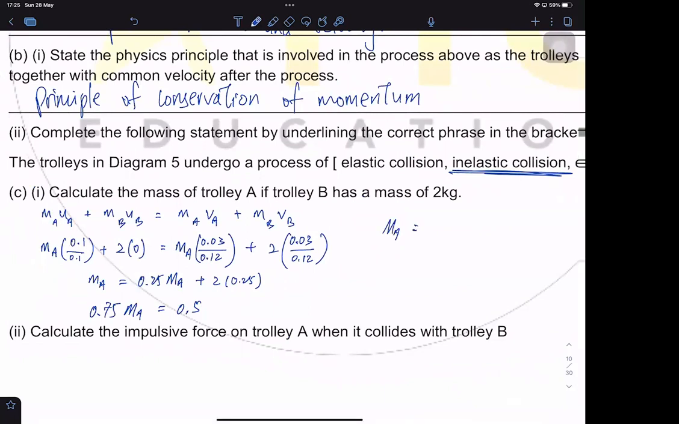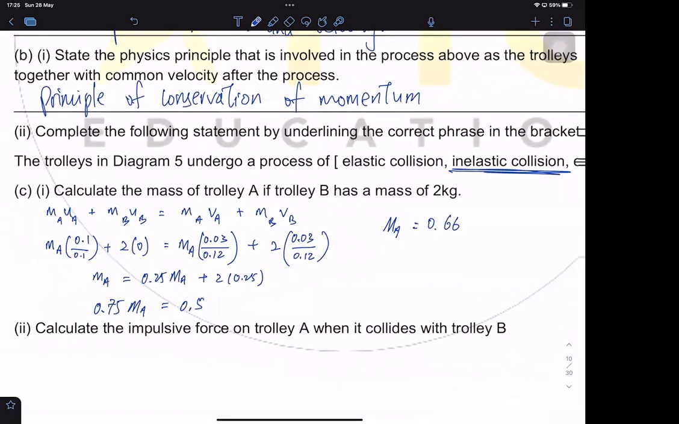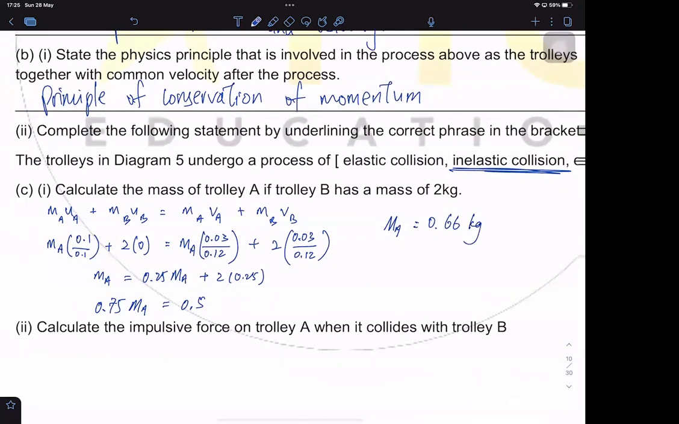0.5 divided by 0.25. Oh, sorry, 0.75. 0.5 divided by 0.75 is 0.66. So 0.66 kilogram. Yeah, that is the unit for mass. Okay, that's the mass of A.